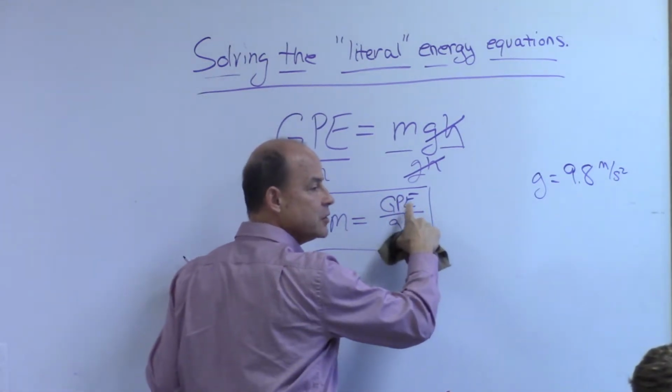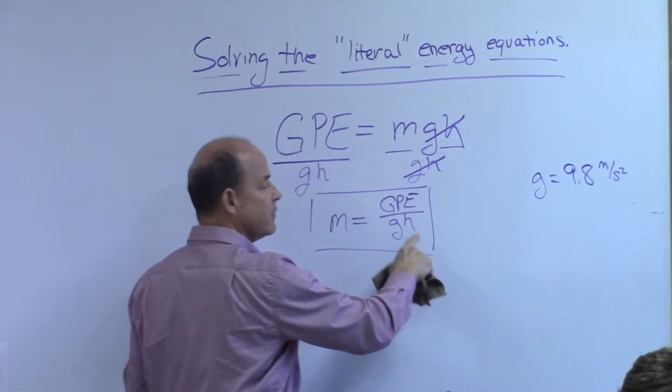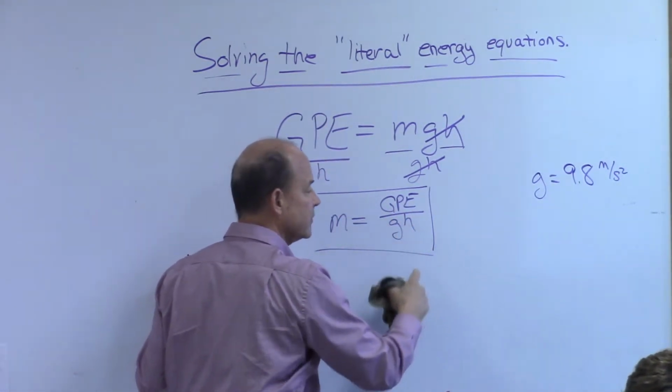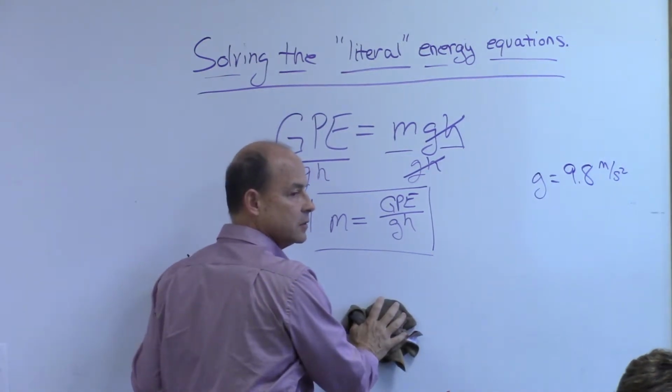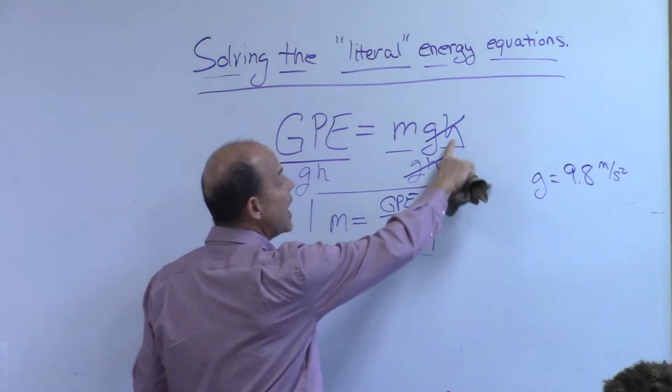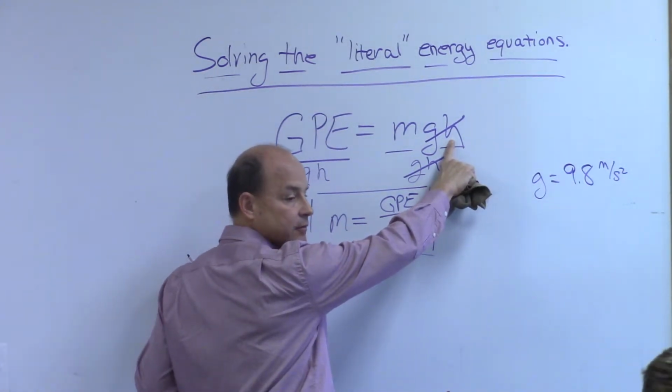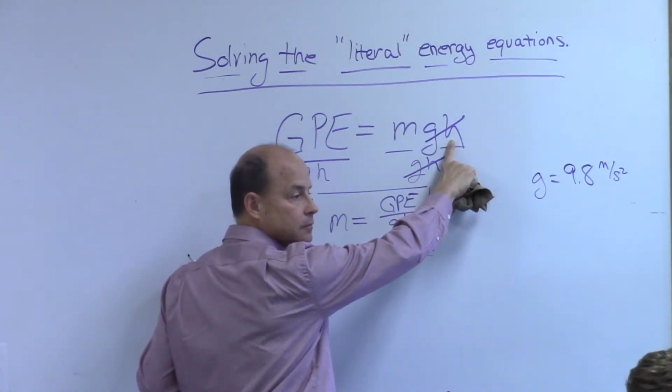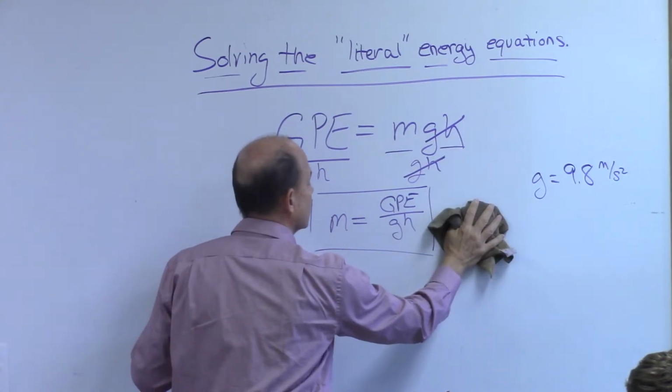GPE, gravitational potential energy, divided by the acceleration of gravity times H. Okay? What is H? H is the height of the object above the ground. Okay?